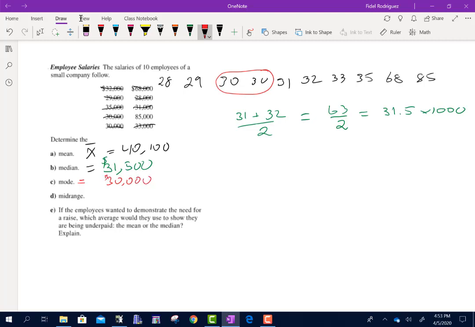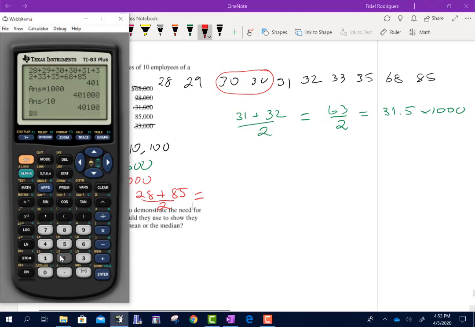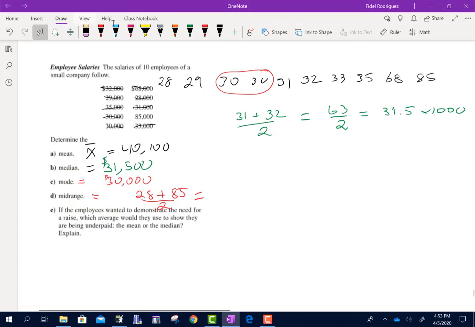Okay. The mid-range, we're going to take our smallest number, 28. We're going to add our biggest number, 85, and we're going to divide them both by 2. Let me add them up. Okay, so let me get my calculator again. So we said 28 plus 85. Okay, again, I can multiply that by 1,000 because this is, again, in thousands. And divide it by 2. And I'm coming up with 56,500.